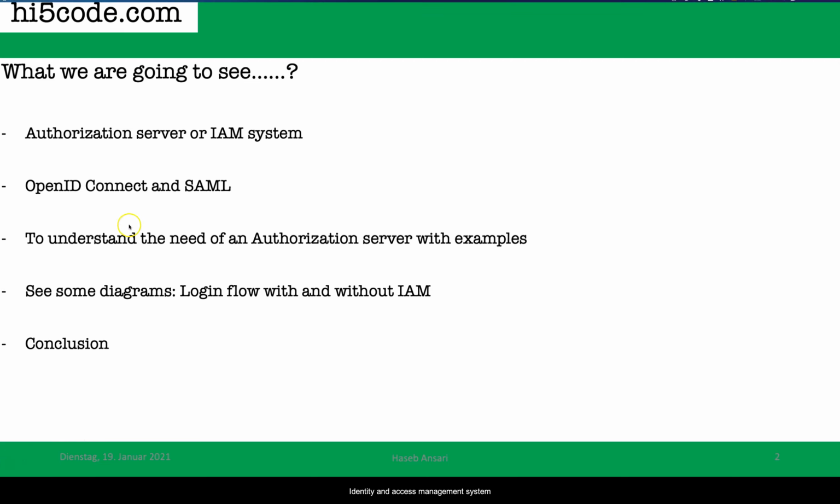Identity and Access Management System mainly revolves around the two standard protocols, OpenID Connect, in short OIDC, and SAML, Security Assertion Markup Language. Before going into detail on these two protocols, let us understand the very first question and try to answer it. What is an IAM system or Identity and Access Management System, and do we really need one for our application?